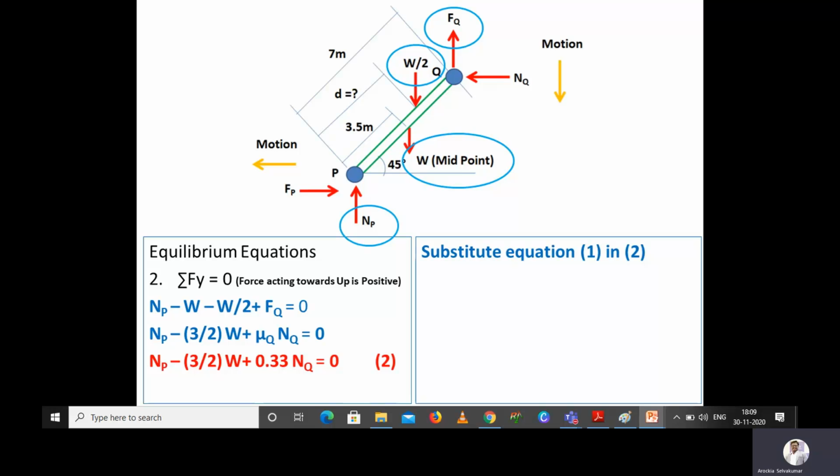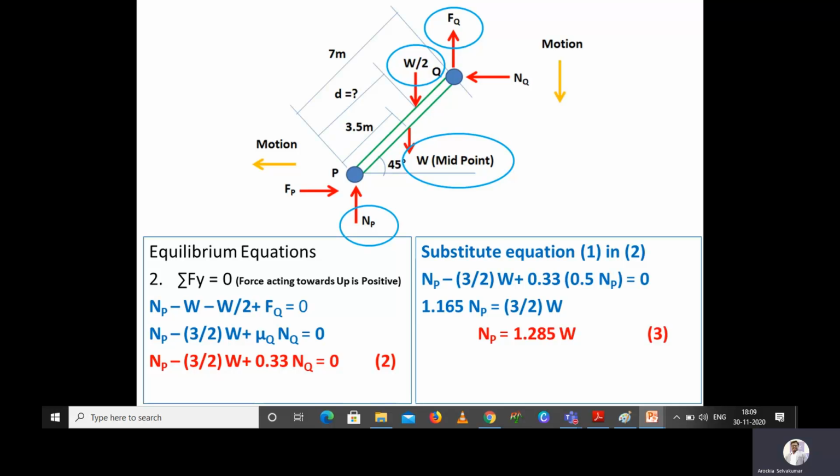Further, based on equations 1 and 2, we can substitute them. We will get Np minus 3 by 2 W plus 0.33 times 0.5 Np is equal to 0, where Nq is equal to 0.5 Np. When we rewrite this equation, we will get 1.165 Np is equal to 3 by 2 W. So Np will be equal to 1.285 W.